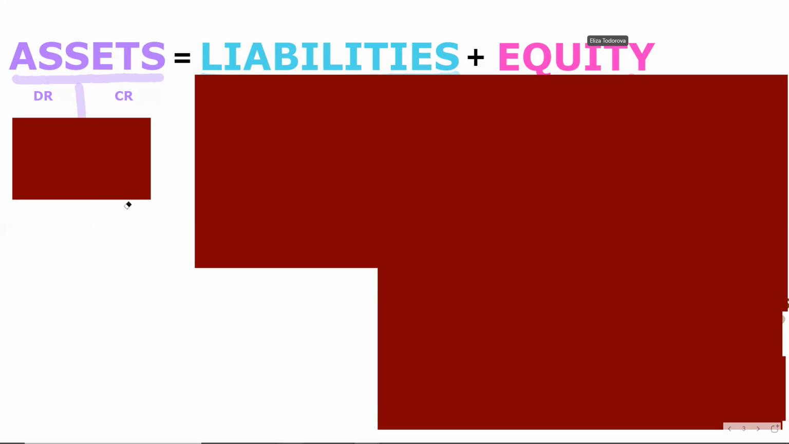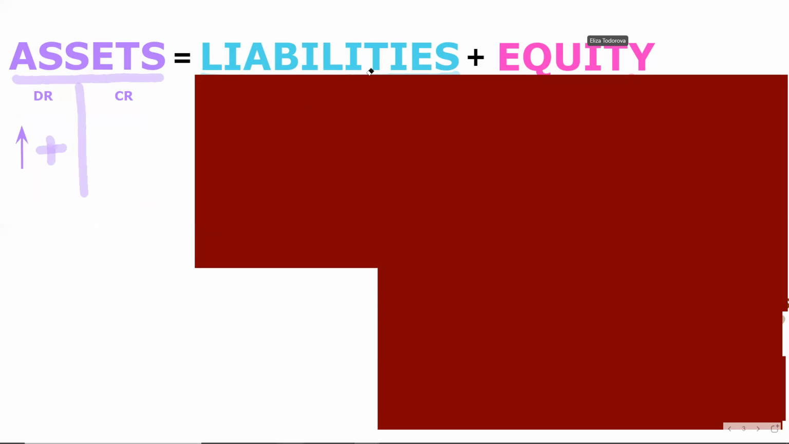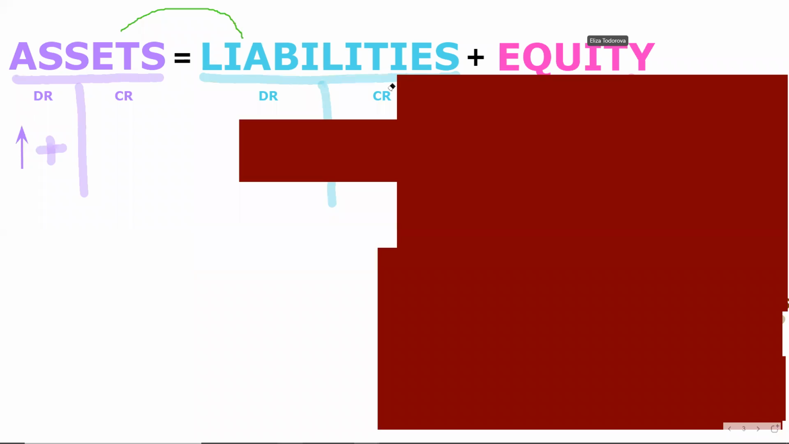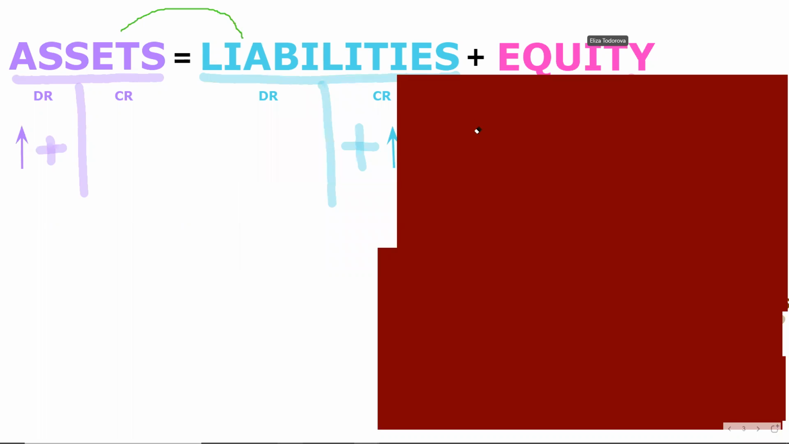So how does this work? Well, let's start with assets. They always increase on the debit side. So I want to contrast this with liabilities. Notice how liabilities are on the opposite side of that equal sign in the equation. So they must increase how? Opposite of assets. So they increase on the credit side.